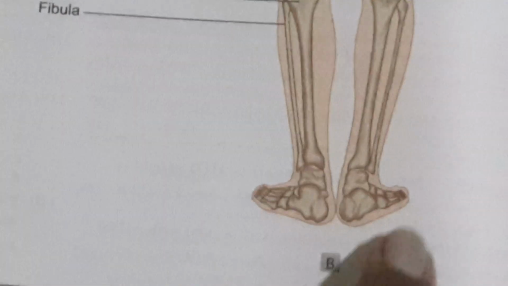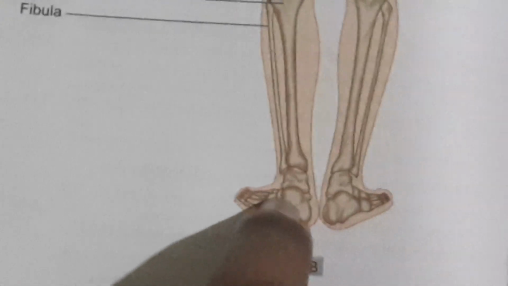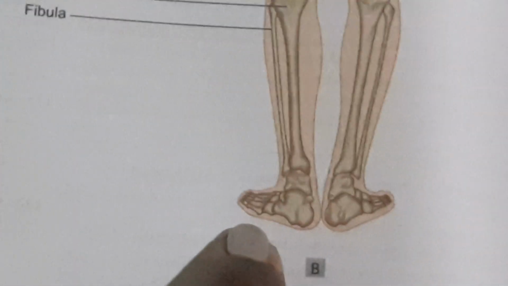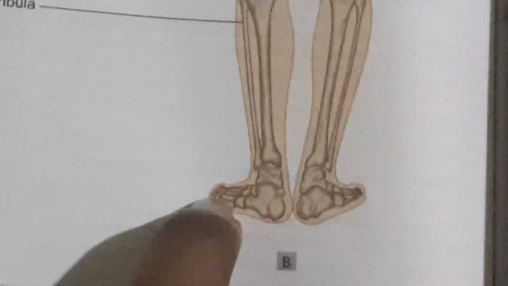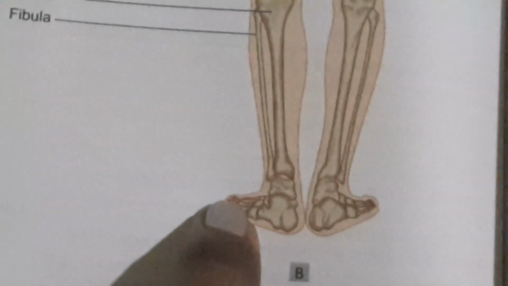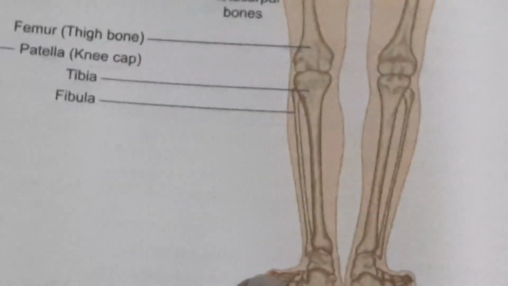You have read about this. Okay, the small bones which are not visible are known as tarsal. The longer and thick bones are known as metatarsal, and this long and thin one is known as phalanges of toes.